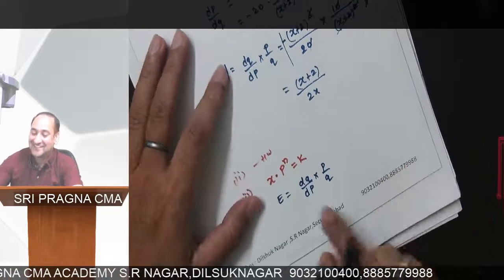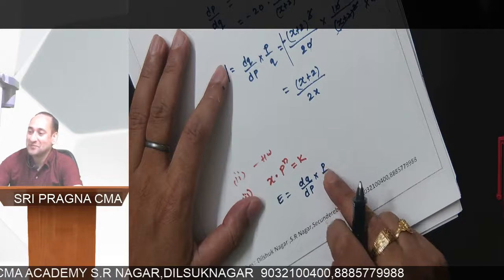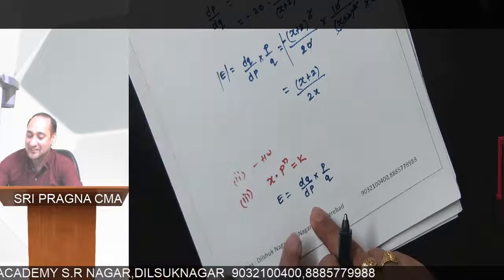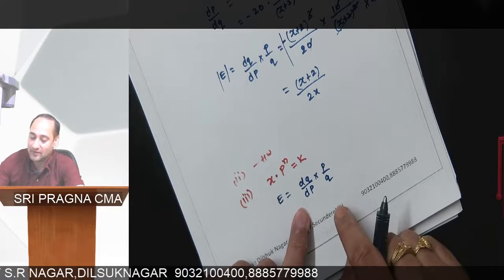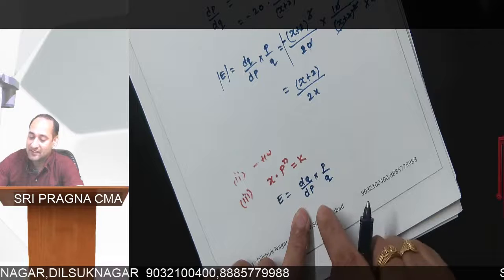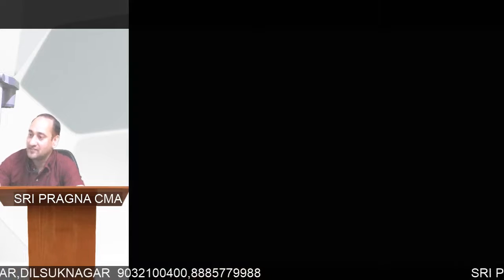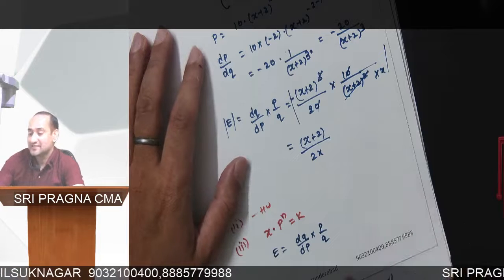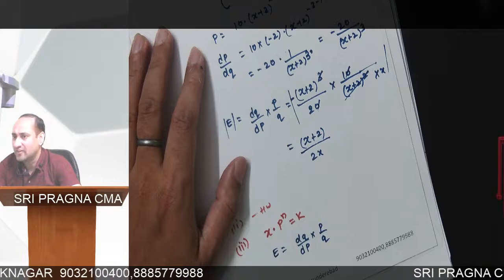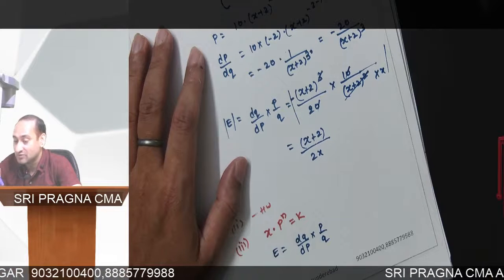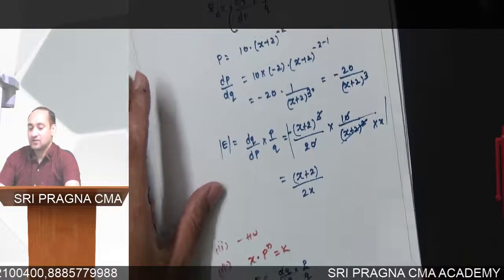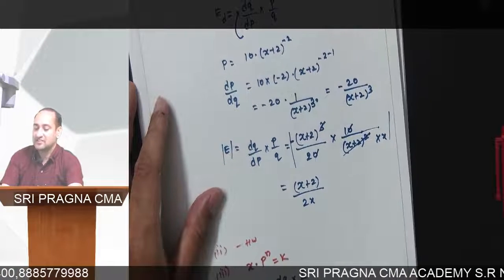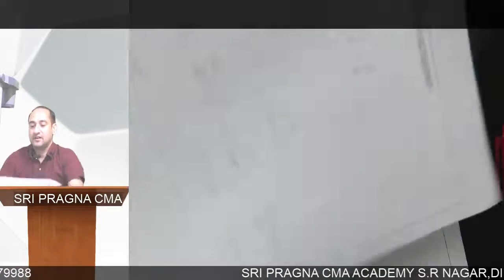So dq by dp into p by q. This is the thing. Now the first thing I am going to do here is find the differentiation. In these sums there is one trick involved, we have to think here. Let us first, as usual, do the differentiation. So I am turning the page and we are going to do the differentiation. So dp by dq.